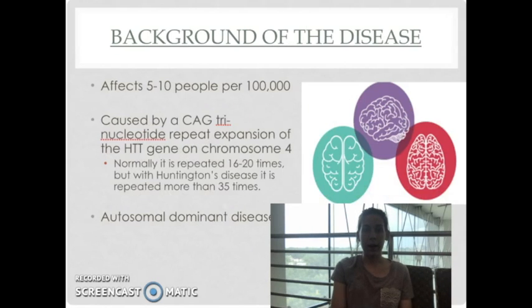Now I'm going to talk about the background of the disease. It affects about 5 to 10 people per 100,000, meaning there's less than 200,000 cases per year. It's caused by a repeated expansion of the HTT gene on chromosome 4. Normally it's repeated about 16 to 20 times, however, with Huntington's disease it's repeated a lot more than that.